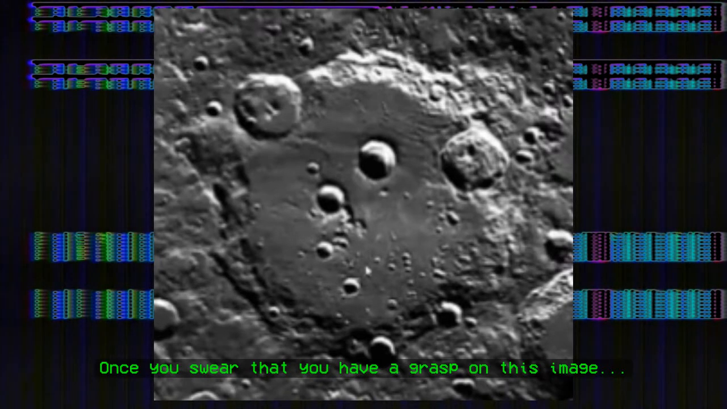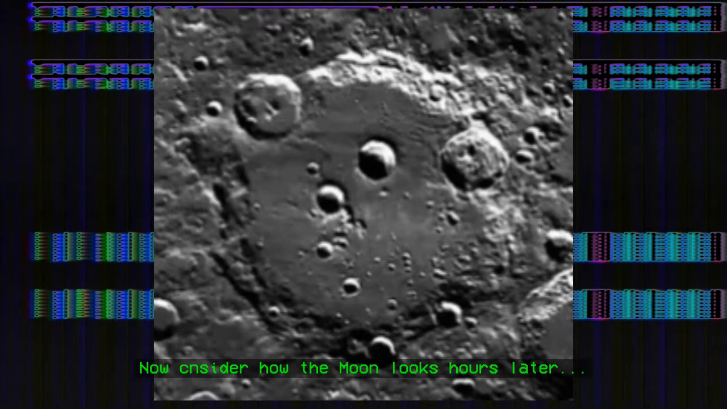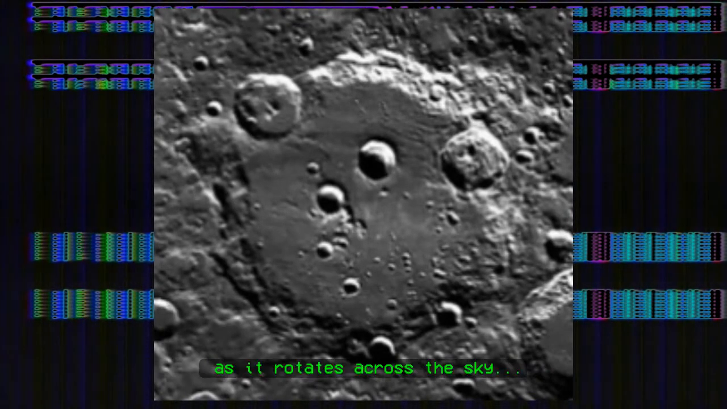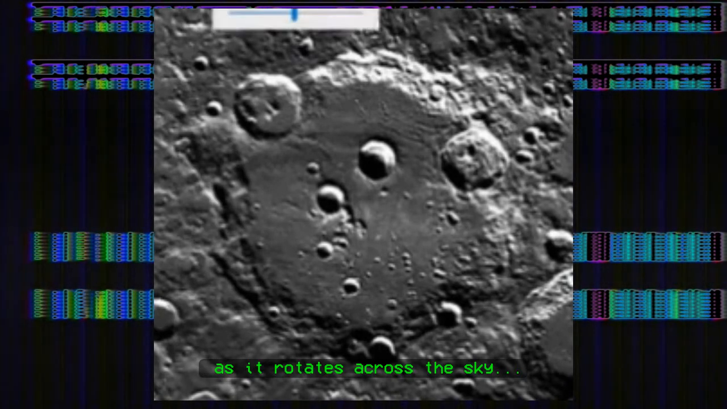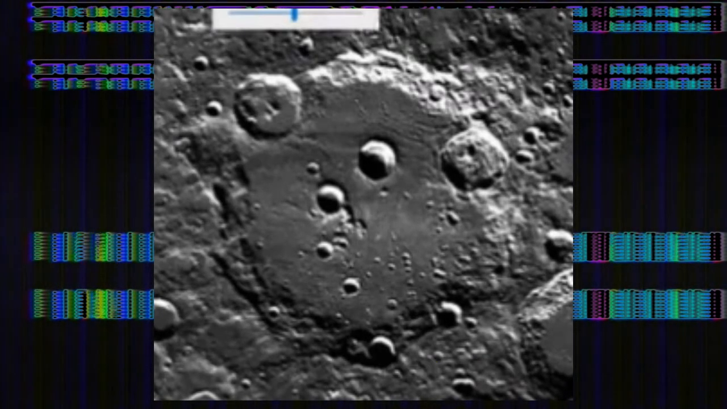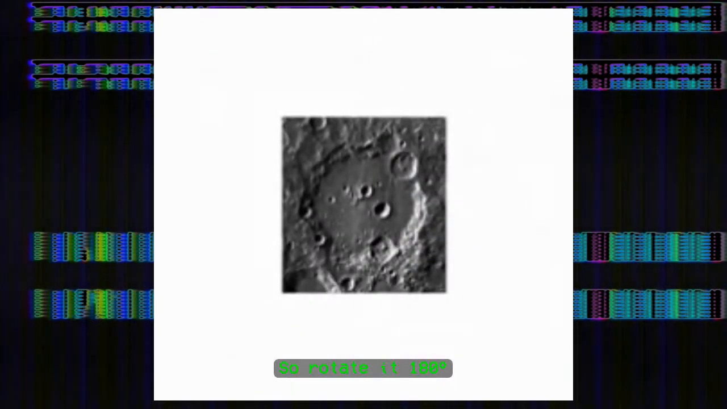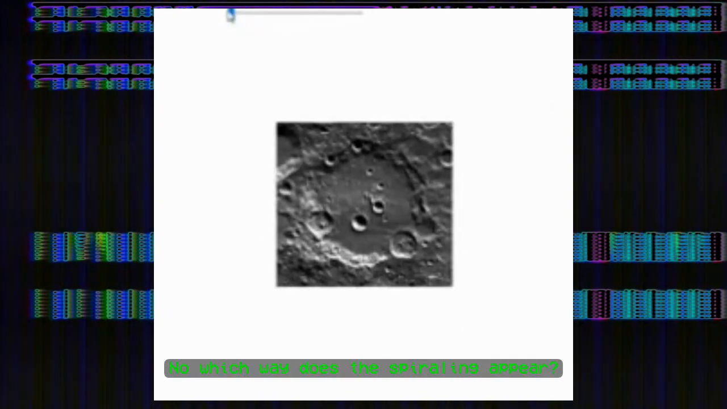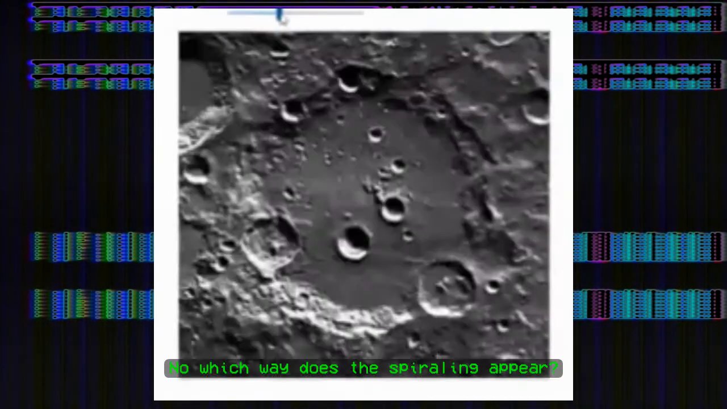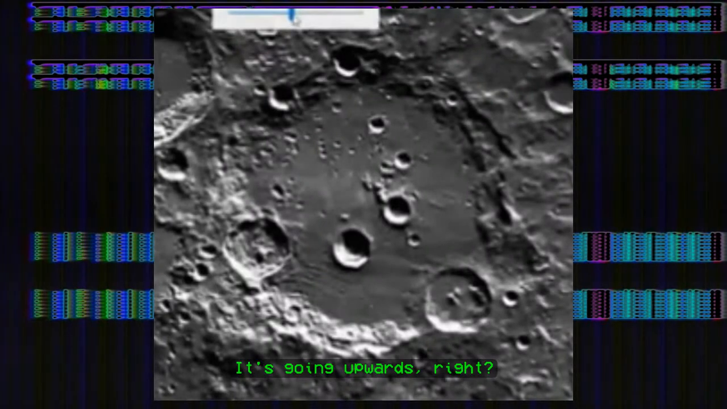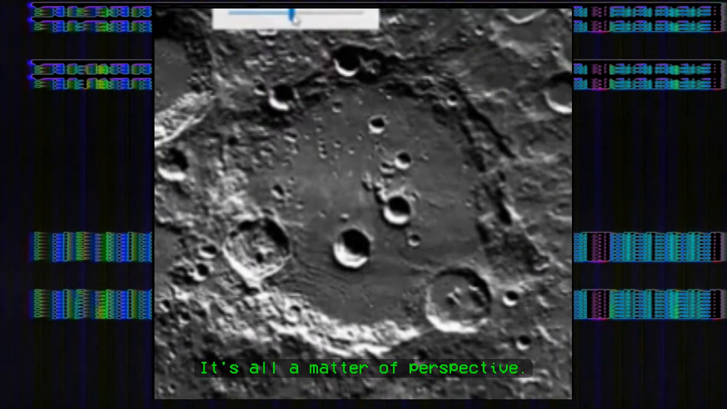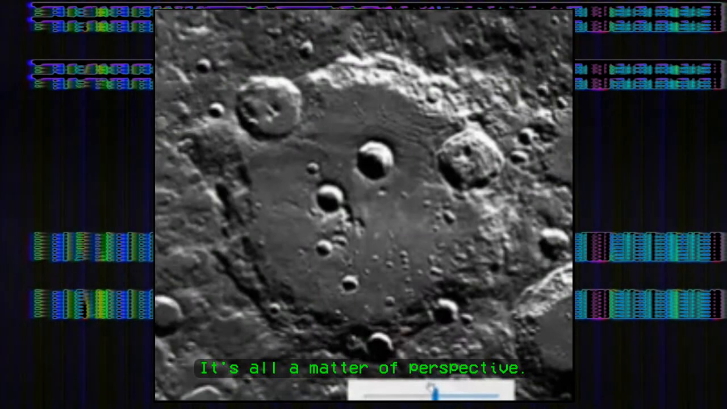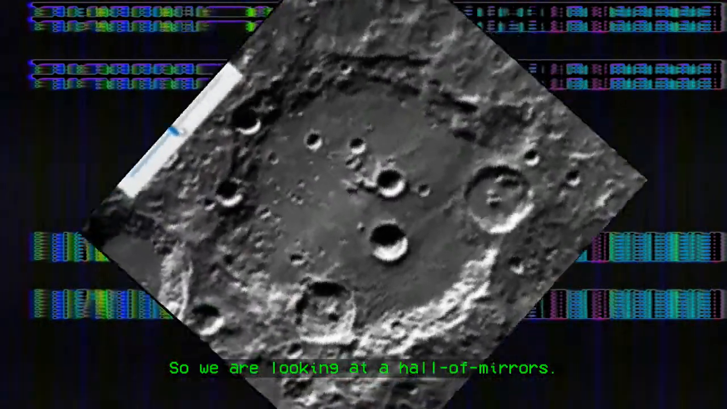So once you swear that you have a grasp on this image, now we've got to think in terms of how the moon appears X number of hours later, as it rotates or appears to rotate to our view from the Earth plane. So as we rotate it around, let's say 180 degrees, we zoom in again. Now, which way does the spiraling appear to be going? Upwards, right? Ever upwards. So this is all a matter of perspective, but as I've said many times from many hangouts in the past, we're looking at a hall of mirrors.